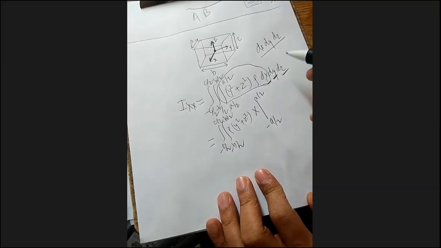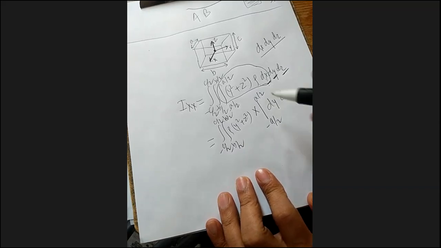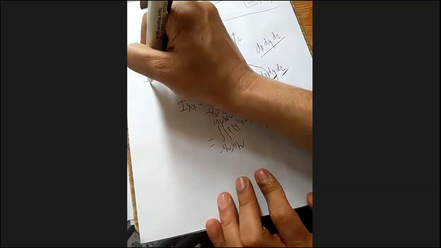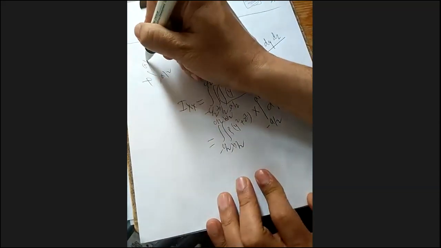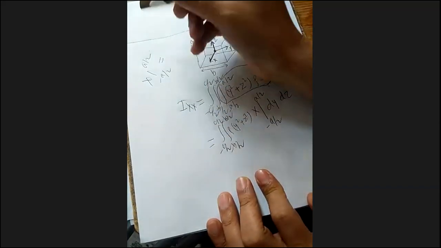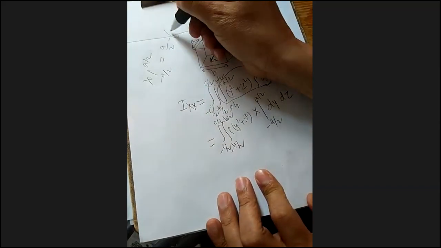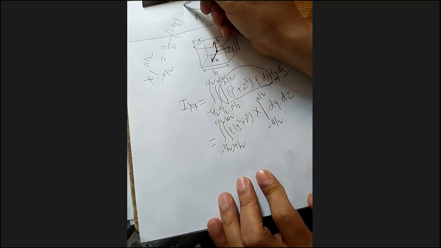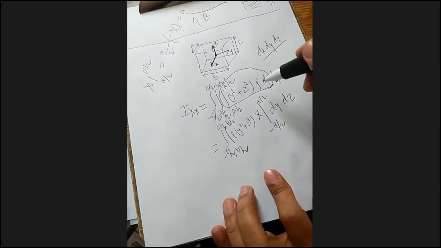Then x is done. Now you have dy dz. Now I have 2 more to go. So then plug in the value. It is simply x from negative a over 2 to a over 2. If you plug in the value, what do you get? A over 2 minus negative a over 2, which is simply a, right? So this simply gives me a.